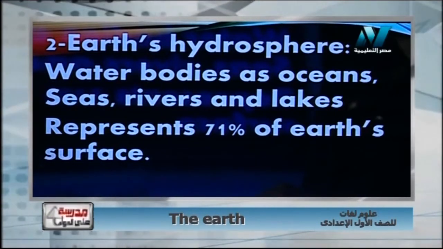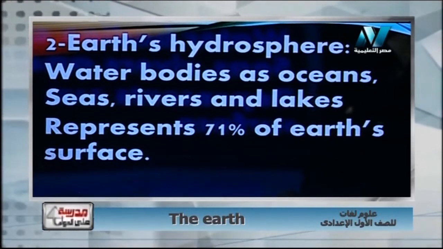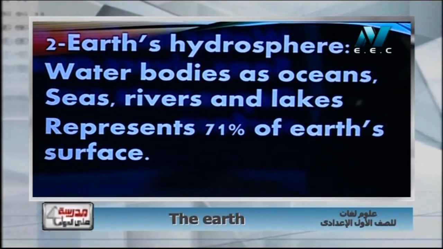while 29% of the Earth's surface is land. Do you imagine, my dear students? Most of the Earth's surface is water. So it appears blue from space because most of it is water. Okay, while 29% represents all continents, Asia, Europe, Africa, and so on. Just 29% of the Earth is land, while 71% is water. Wow!